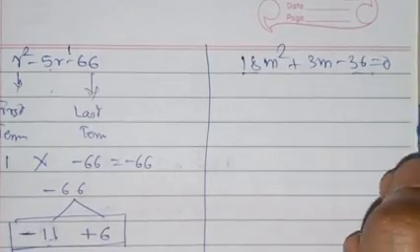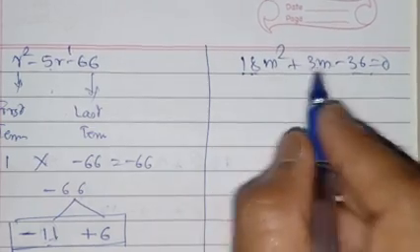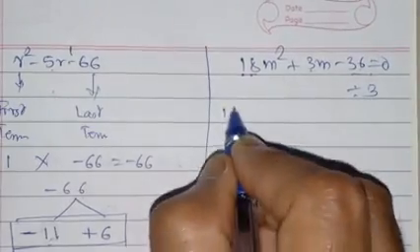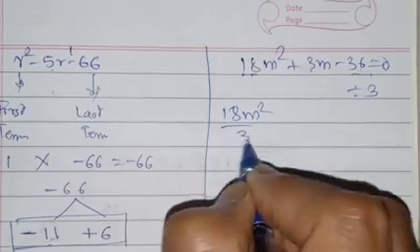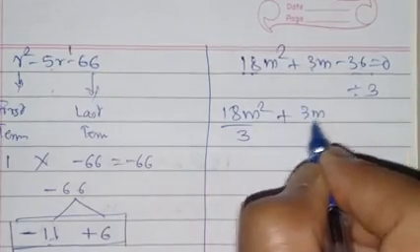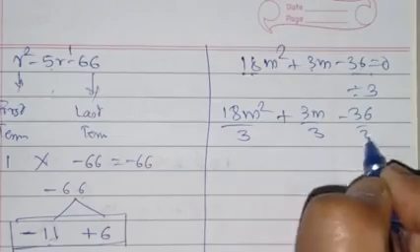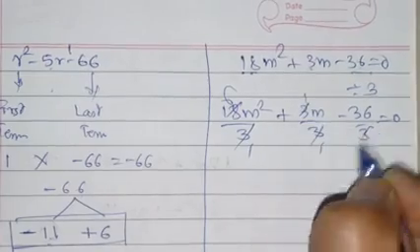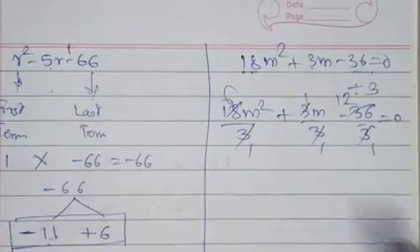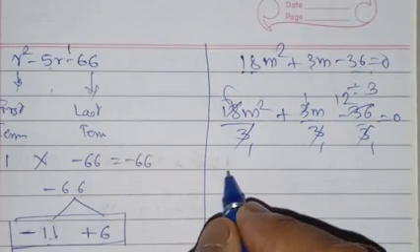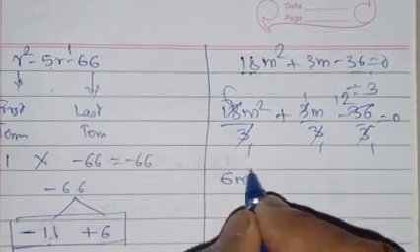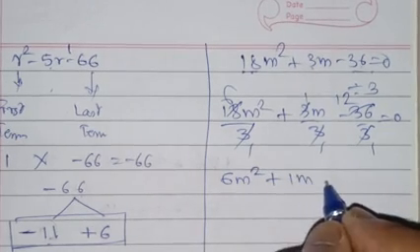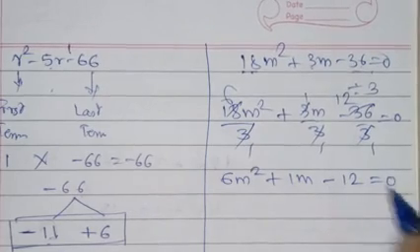We can simplify this since we can find this 18, 3, 36 in the table of 3. So we write here divided by 3, so we have 18m square upon 3 plus 3m upon 3 minus 36 upon 3 equal to 0. Just try to reduce it. I hope you can reduce this. Now we get as the final quadratic equation as 6m square plus 1m minus 12 equal to 0.